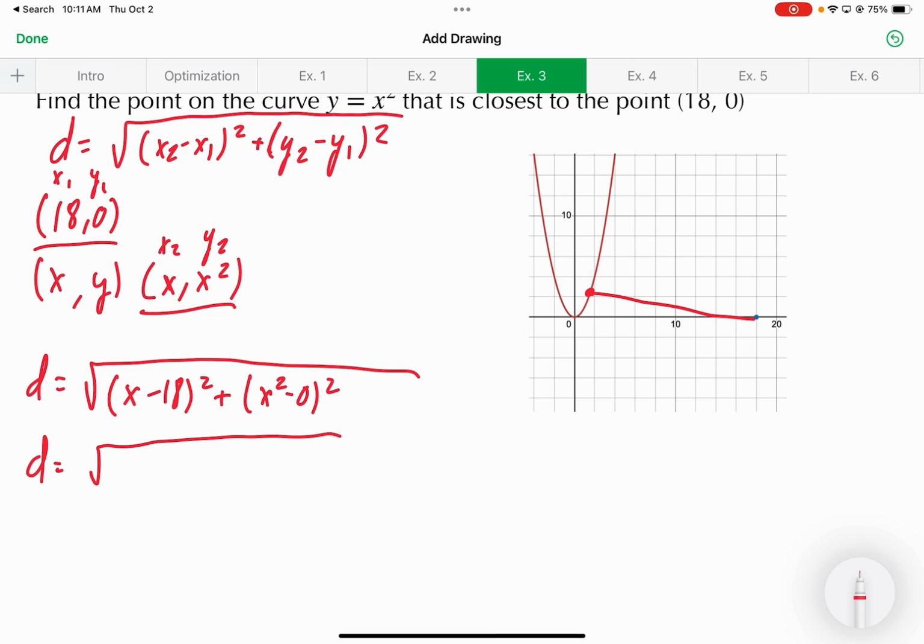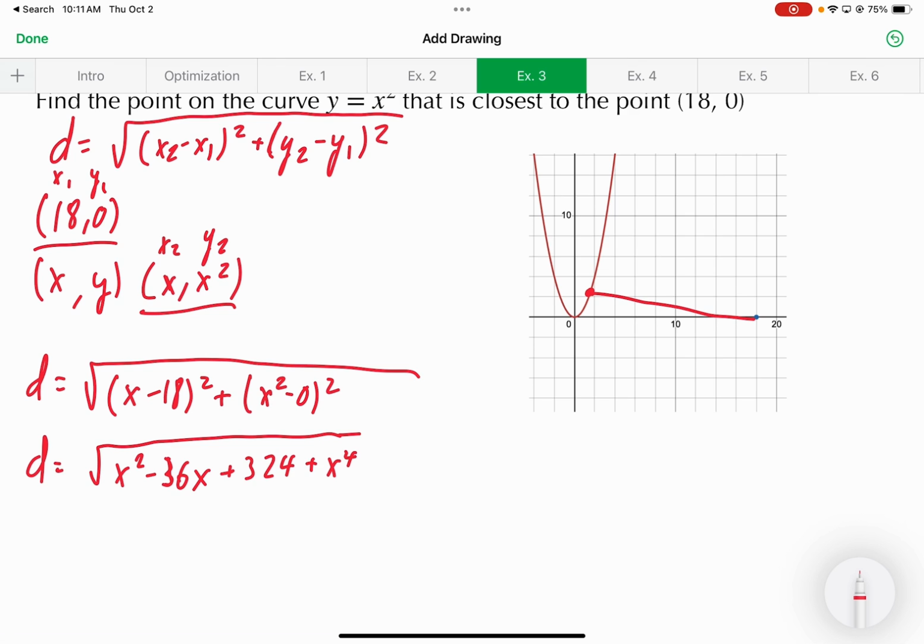Why are you multiplying 18 times 2? We okay? I'm going to square everything out. X squared minus 36x, and then plus 324, plus x to the 4th power. Technically, I should rearrange and put that x to the 4th in the front, but we'll do that in a minute. Hey, that's my distance formula right now.